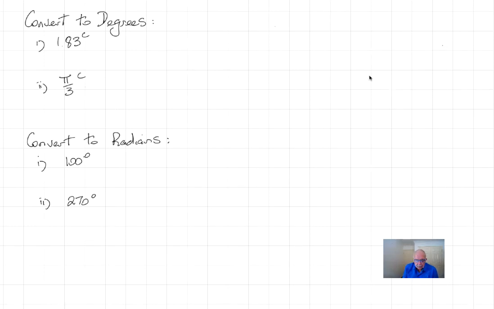I'd like to work through a couple of examples of each of the conversions, going from degrees to radians and then going from radians to degrees. Before we do that, before you attempt any of these sorts of questions, you should have committed to memory what is the way of doing the conversion. You may have committed to memory this little schema.